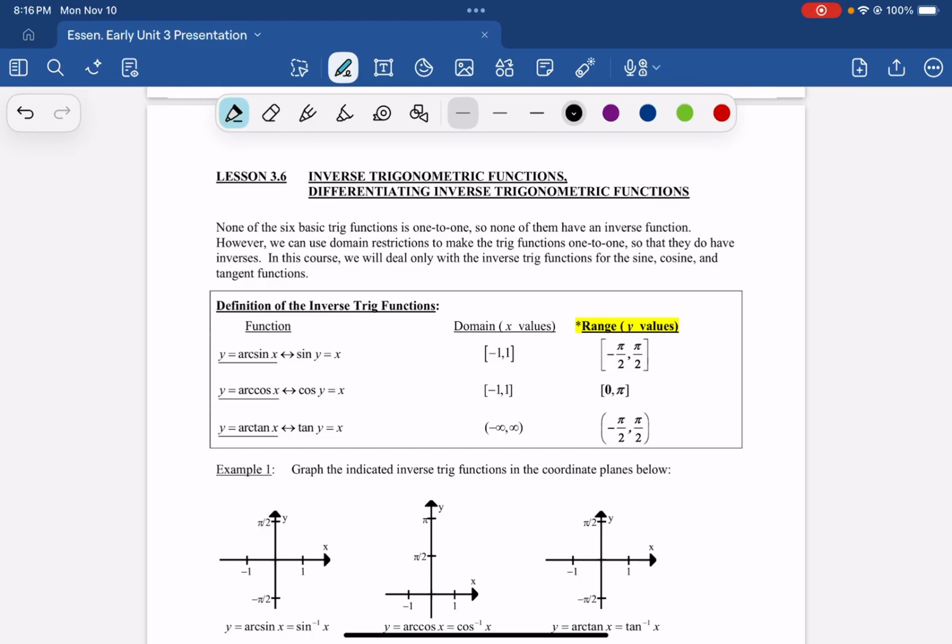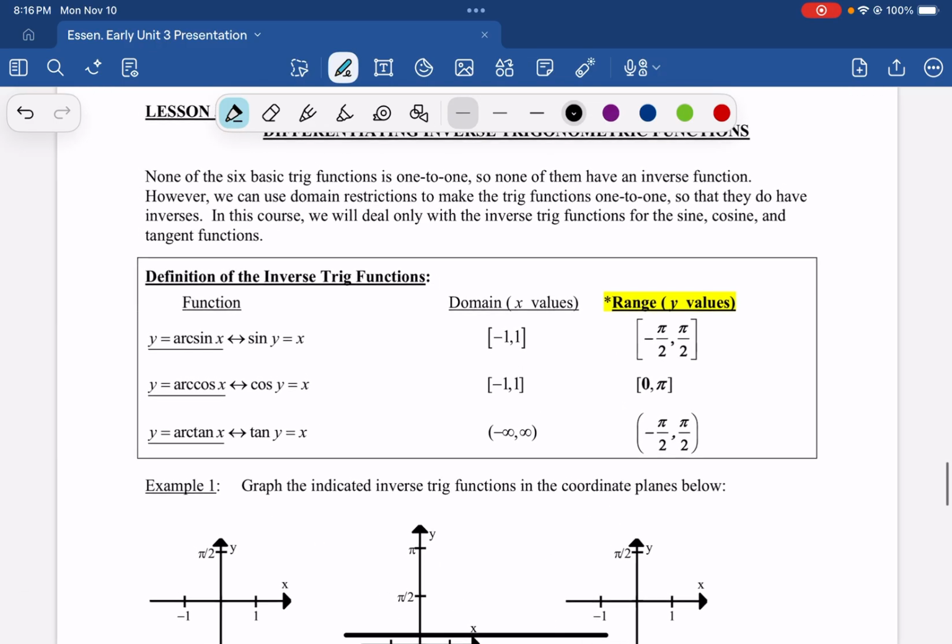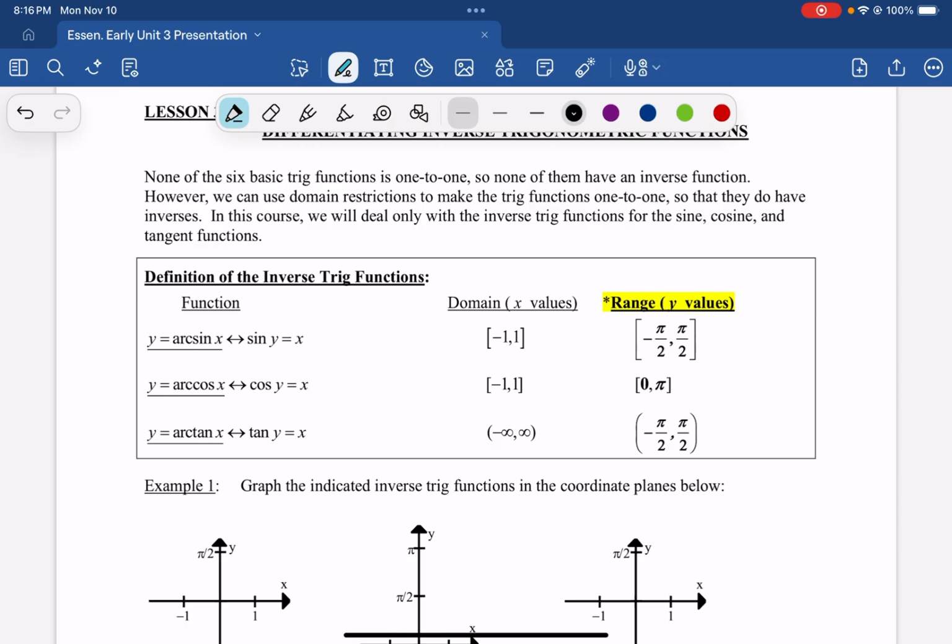Lesson 3.6, inverse trig functions and differentiating inverse trig functions. None of our six basic trig functions are one-to-one. Like in 3.5, to find the inverse we needed one-to-one functions, so none of them have an actual inverse function. But if we restrict our domain, we can make them one-to-one, so they do have that inverse.